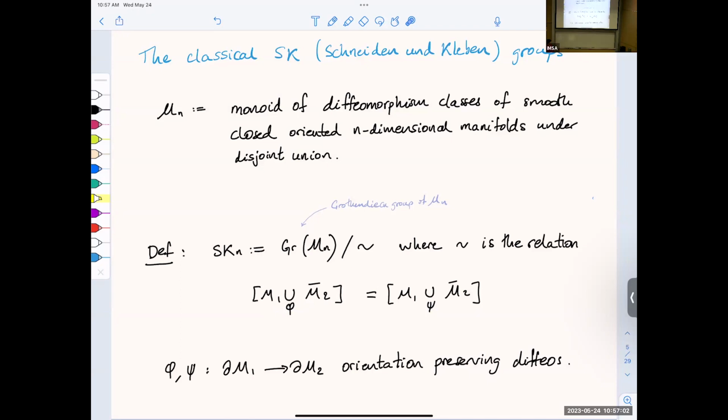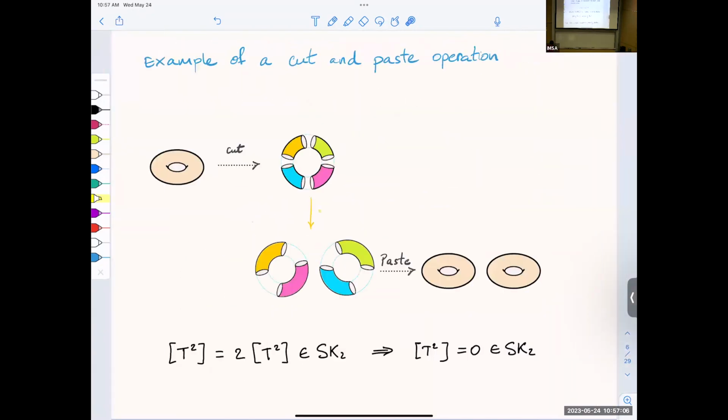Right, so this is the definition of the SK group. This is the classical definition of the SK group. Before we move on to seeing anything else, let's see a little bit of an explicit example of this cut and paste operation. So in this example, I'm going to start with a torus, a two-torus, and I'm going to cut that torus into a bunch of pieces. So I'm going to cut it into 4 different pieces.